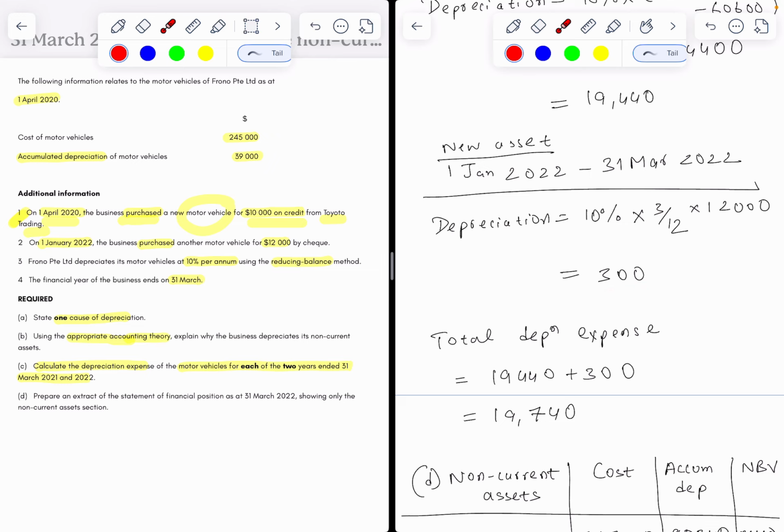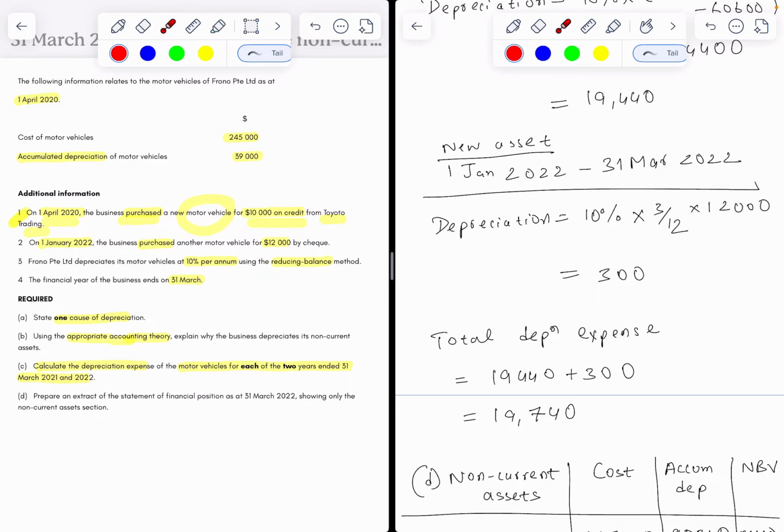So the total depreciation expense for the year ended 31 March 2022 is $19,440 for the old batch of assets, and then an additional $300 for this new asset which we bought. Therefore, the total depreciation expense is $19,740.